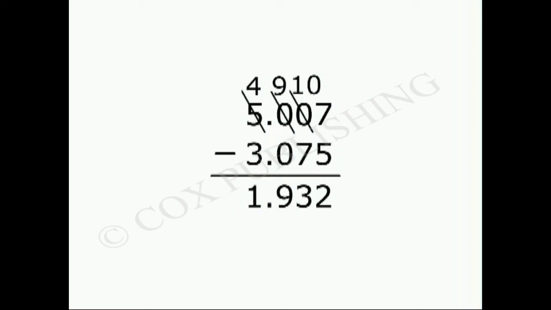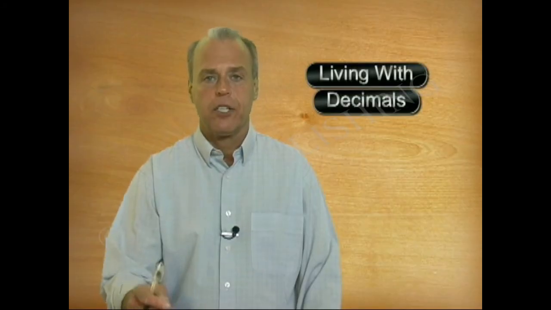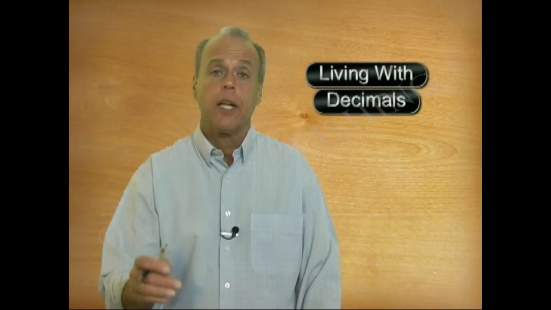One more step is that I have to round off the number to the hundredths place. The 3 is in the hundredths place, and the number next to it is smaller than 5, so the 3 stays as it is. The answer then rounds off to 1 93 hundredths. Now that we understand addition and subtraction of decimal numbers, let's move on to multiplication.